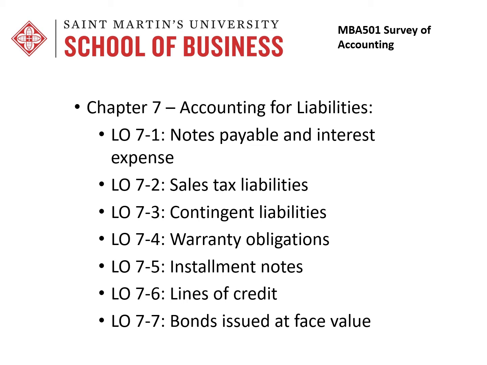So Chapter 7 covers a whole range of different kinds of liabilities or debts that we owe to other people. So we'll talk about each of them in turn. In this part of the lecture, I'll talk about notes payable, and we'll talk about them first in a very simple form. Talk about the liabilities that arise for sales tax collection, so money that we owe to the government for the products we sell.